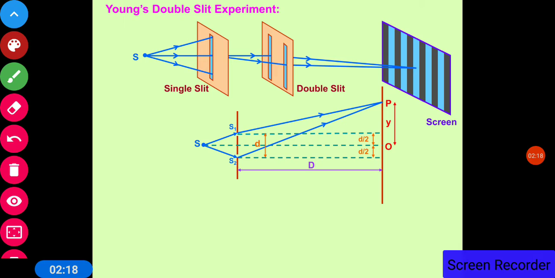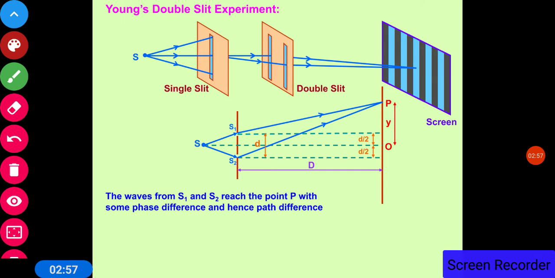From S1 and S2, spherical wavefronts come out and interference takes place, or we can say interference is the superposition of the two waves coming from S1 and S2. As a result, redistribution of energy takes place, and on the screen we obtain a pattern of dark and bright fringes. Now our problem is to find the position of these dark and bright fringes. For this, let us consider that P is any point on the screen which is at a distance y from the center of the screen.